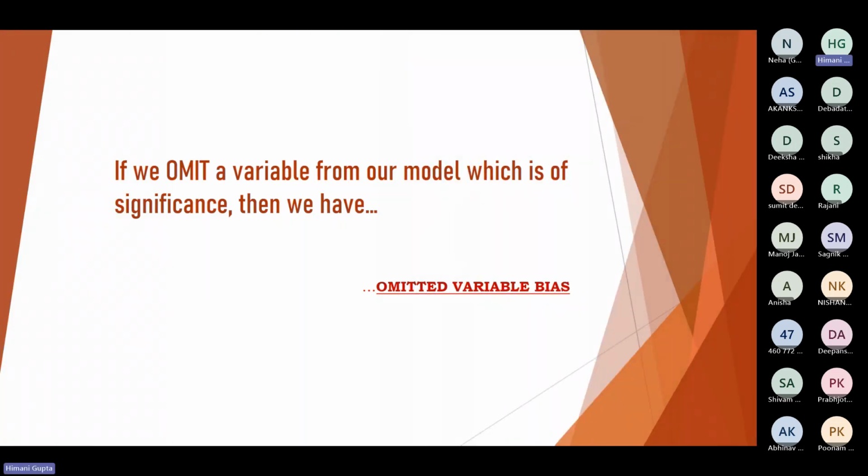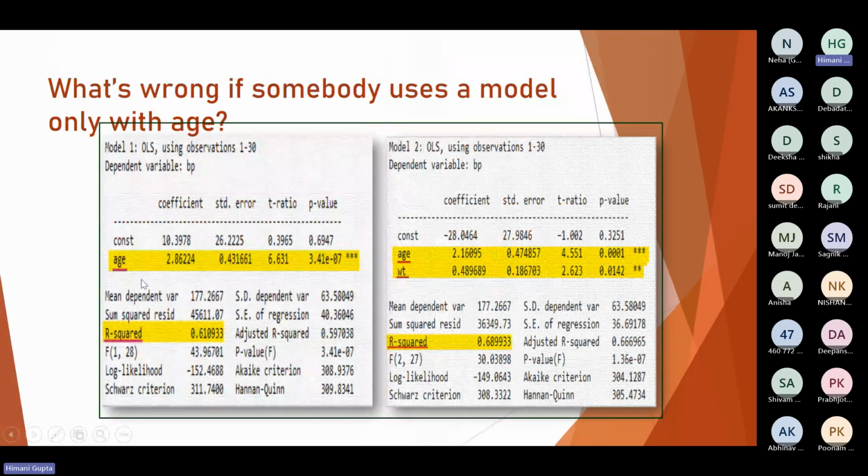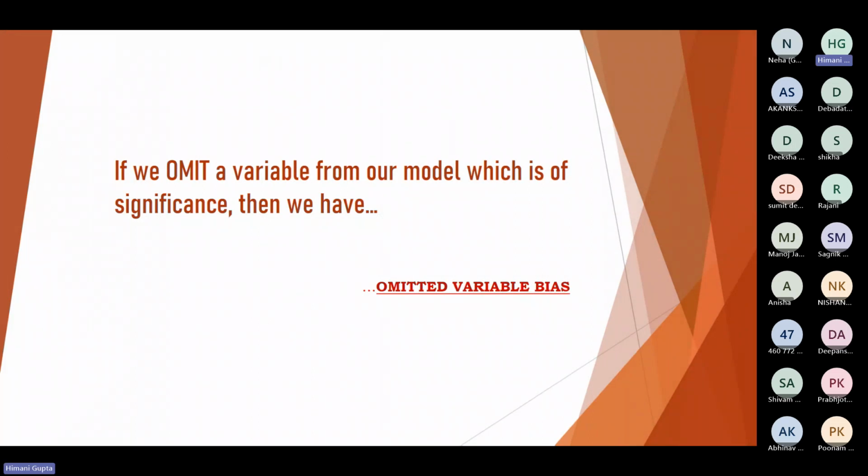So what is the mistake we are doing over here? When I'm not including the weight in my regression model, that is known as omitted variable bias. I know that this is a variable which can explain my dependent variable, but still I have omitted that variable. In my model number one, I have not included the weight. So that is an omitted variable bias. So we should not do that.